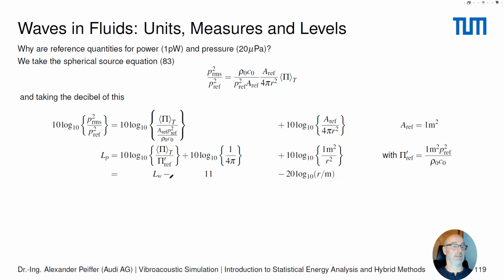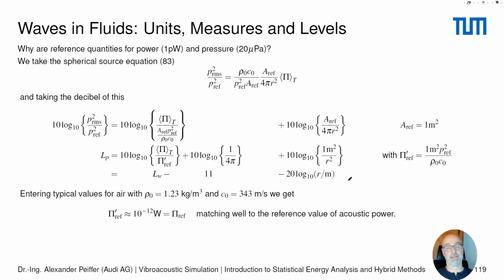That means this is the power level. This is roughly 11, and this is just 20 log of the radius divided by meter. And if we then enter typical values for density and speed of sound, and the reference pressure, which is 20 micropascal, you will see that this is more or less exactly 1 picowatt. The thing is that by selecting this 1 picowatt, it matches perfectly to the power in combination with the characteristic impedance.